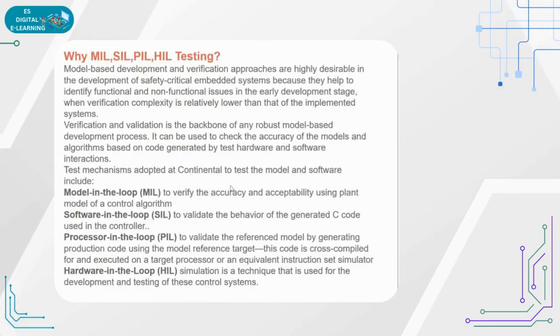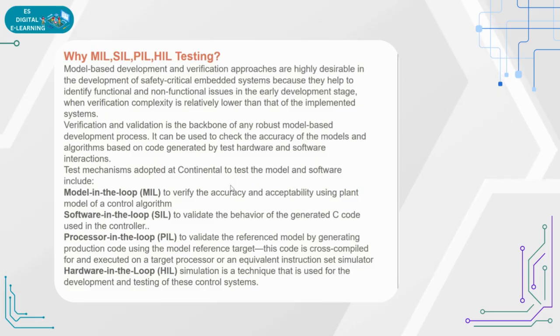Model in loop will verify whether the model is implemented correctly or not. So this is with respect to MATLAB. Software in loop is where we are checking at the code level. And processor in loop, processor is hardware, like the controller. Whatever code we have will be flashed into the ECU, and we are doing testing. That is processor in loop.